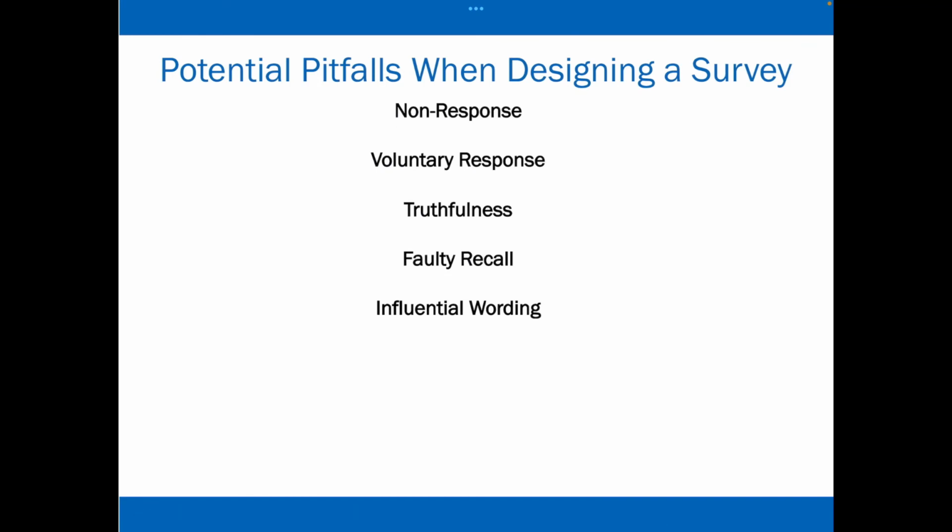Another issue is influential wording. It turns out that the way you word a survey question will affect the way people respond to it. In particular, people really like to answer yes to a question. So it turns out if you say, do you agree with statement X? People will tend to say yes. And if you say, do you disagree with statement X? People will also tend to say yes.